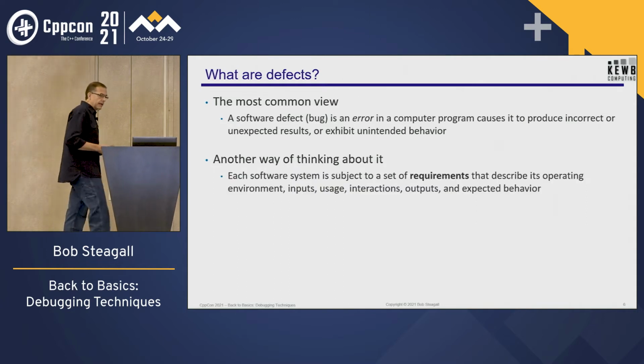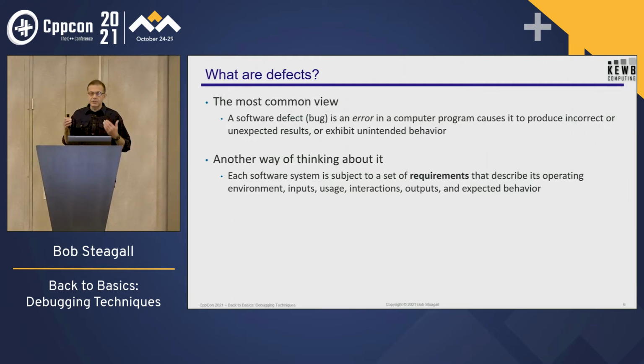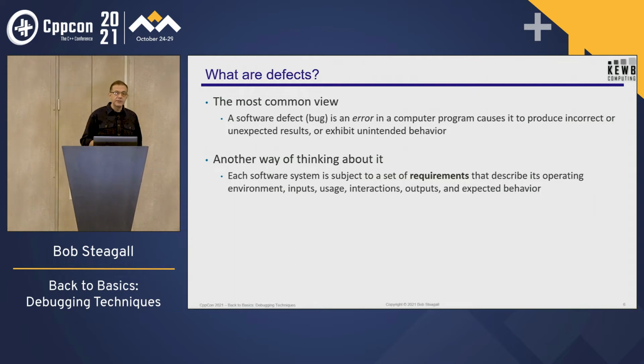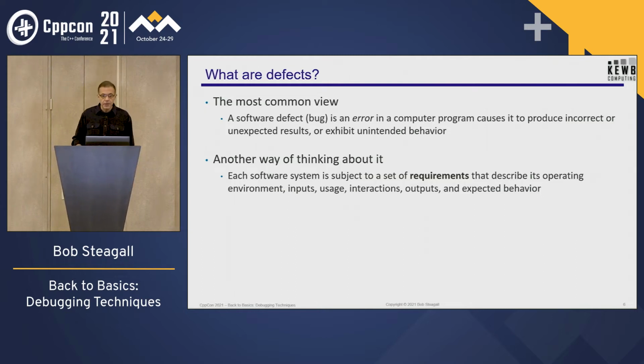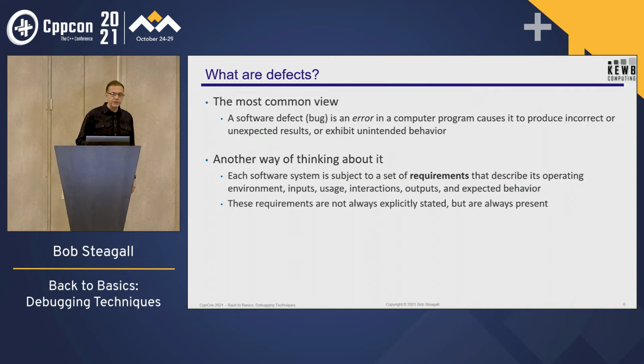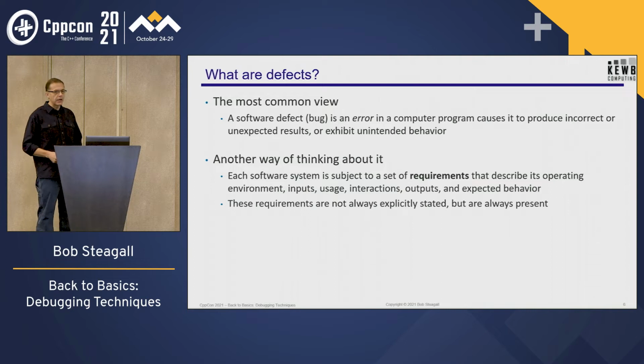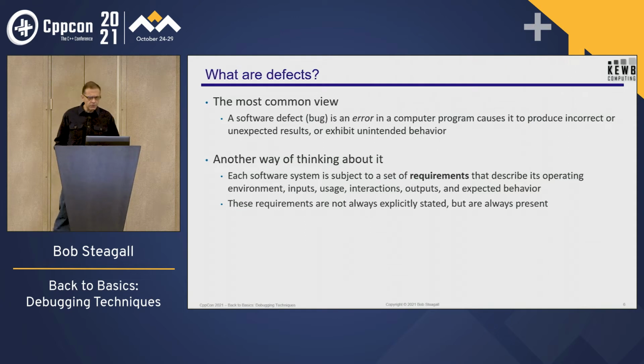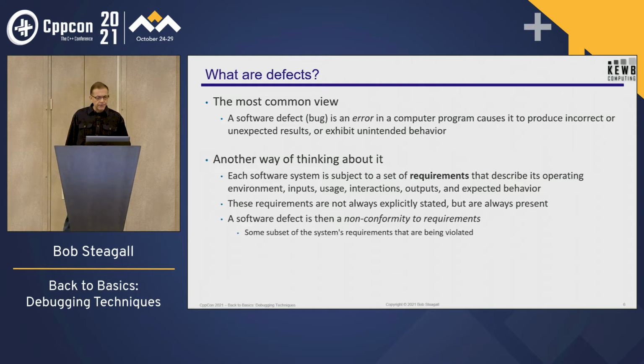If you think about it, at the end of the day, each software system is subject to a set of requirements that describe its environment, its usage, its inputs, its outputs, its expected behavior. These requirements are not always explicitly stated, but they're always present. We always have expectations of how a software system should behave with the outside world in terms of processing input and sending output. So they're always there. And the way I think about it, a software defect is a nonconformity to those requirements.